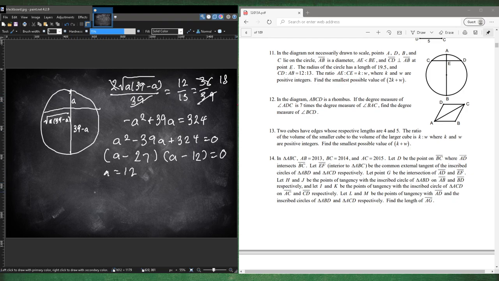So AE is 12 and CE is the square root of 12 times 39 minus 12, which is 27. So this is just 9 times 3, so it's 3 and 3 inside. Take away the 3s here to make a 3, and that's a 4. Take away the 4 to make a 2. So it's 12 divided by this. So 3 and 2, that's a 6. Cancel out. That means the ratio is 2 to 3. So that's your K and that's your W. And then you can plug it in, which is 2 times 2 is 4, plus the 3 is a 7. And that's your answer for number 11.